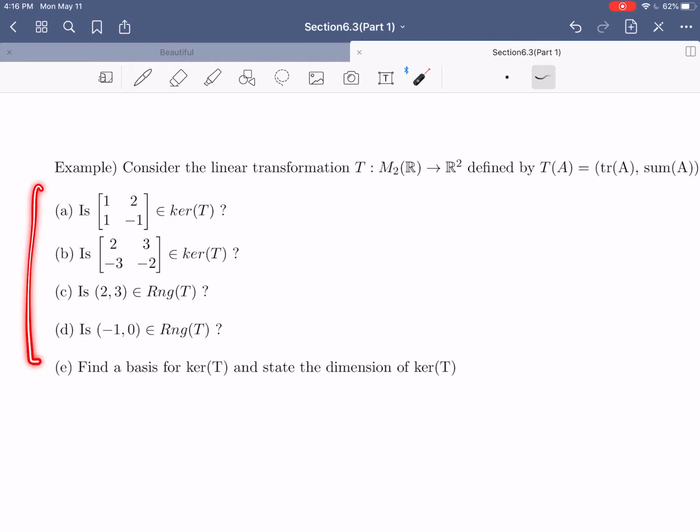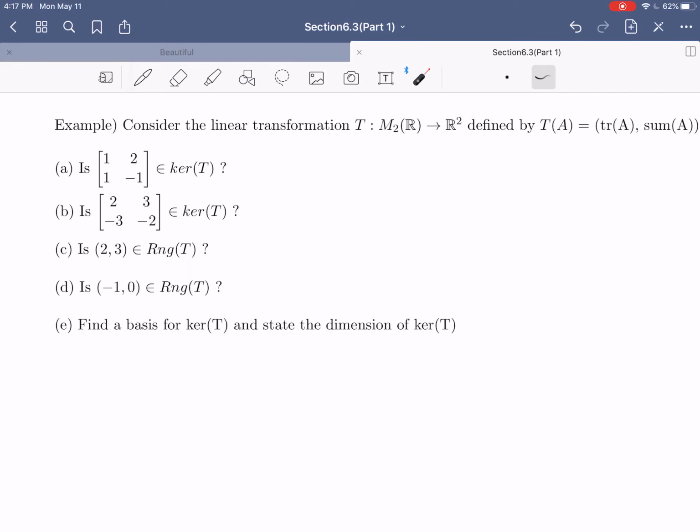So we're going to ask ourselves a couple of questions here. Is this guy an element of the kernel? Is this guy an element of the kernel? Is this guy an element of the range? Is this guy an element of the range? And then we're going to talk about finding a basis for the kernel and stating the dimension of the kernel. So these first ones are just to get a sense of the idea here.